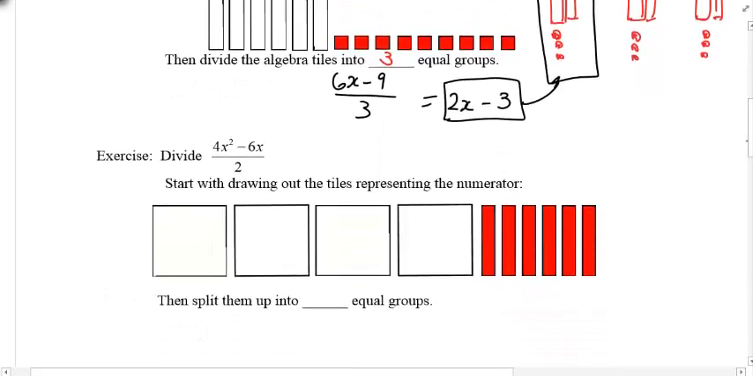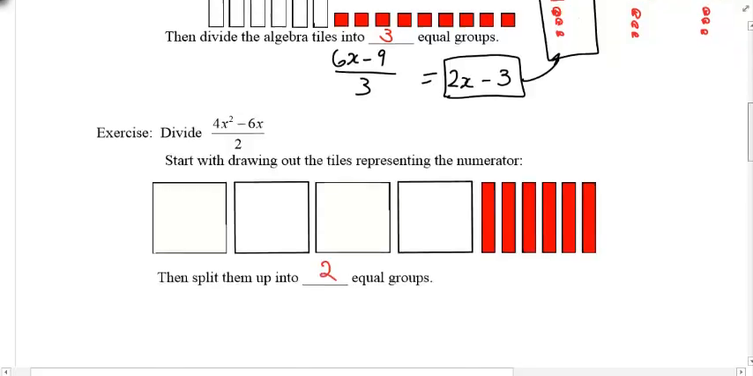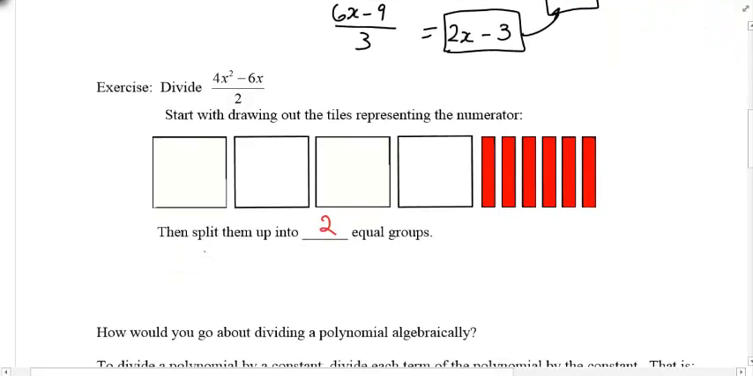Do the next one now. 4x squared minus 6x. In this case, I've drawn it out for you. Split this up into 2 equal groups. So here we go. I'll draw it down here this time. So here's my first group: 1, 2, my third square, fourth square.